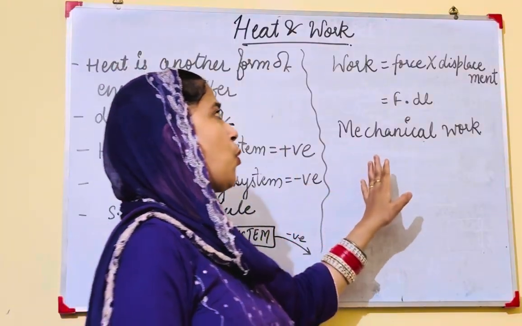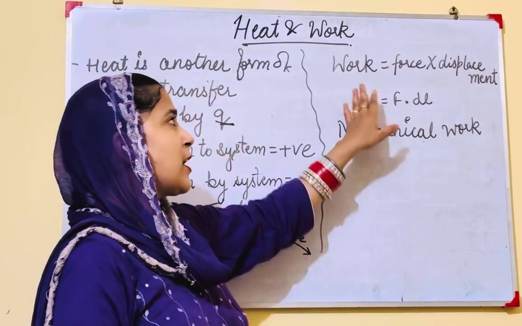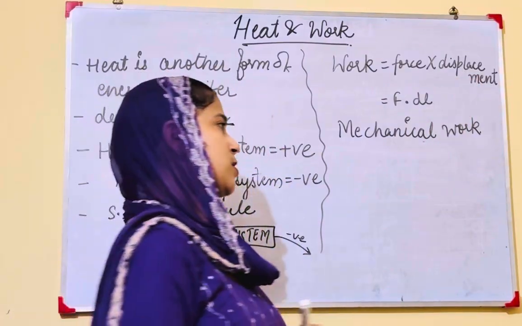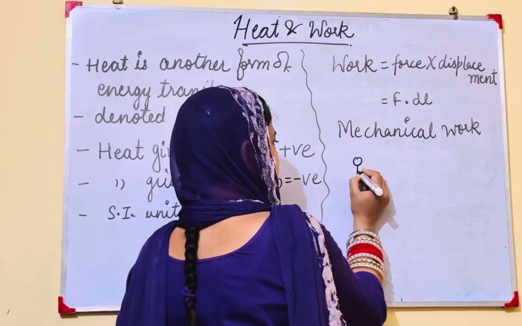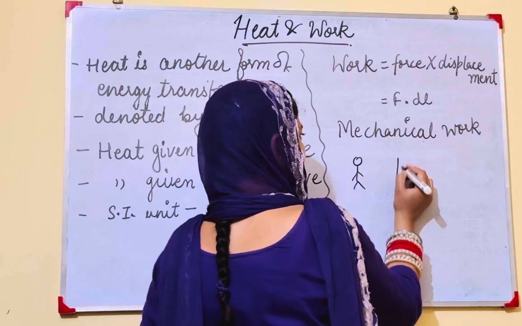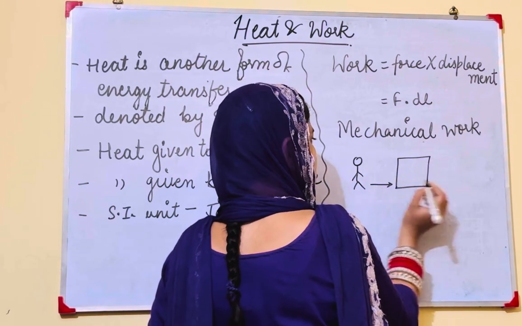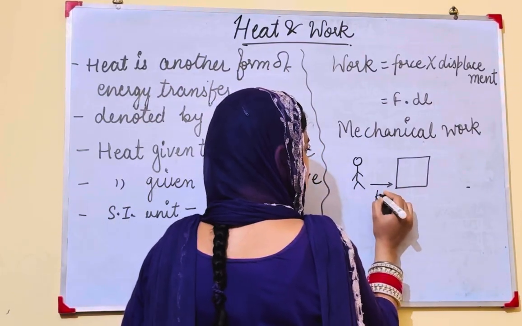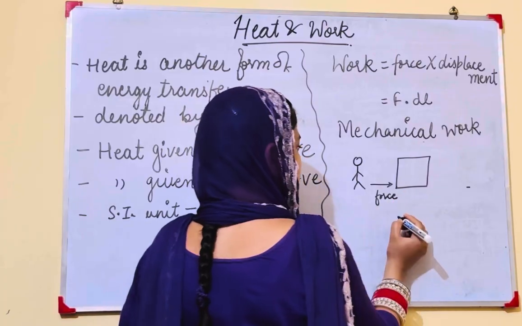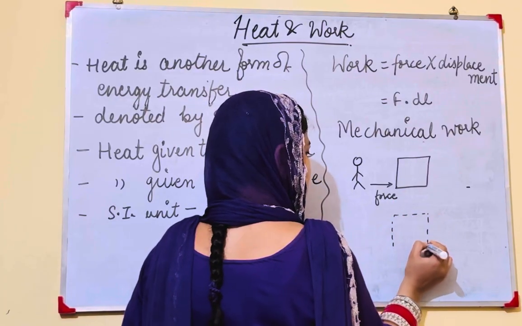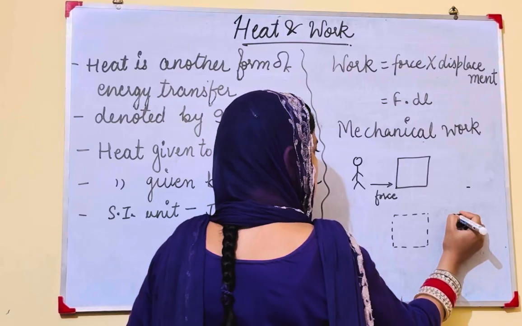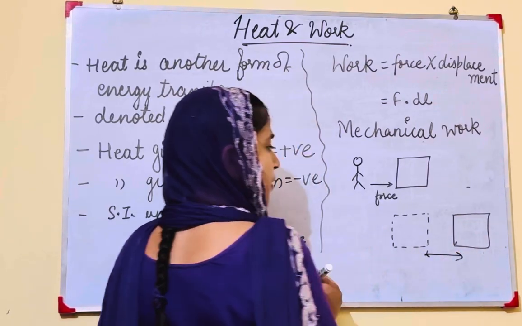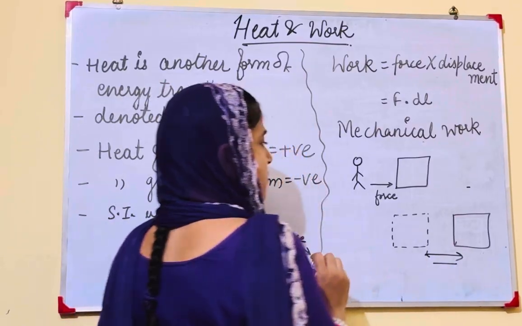Now next come to work. Work is basically force multiplied by displacement. Now what is displacement? Let us consider one example. Here is a man. He wants to push this box and place it here. He will apply a force on this box. Initially the box is present at this position. It will shift to this place. Then it will be displaced from here to here. So this will be the displacement.